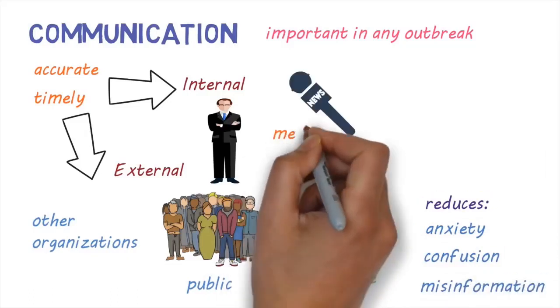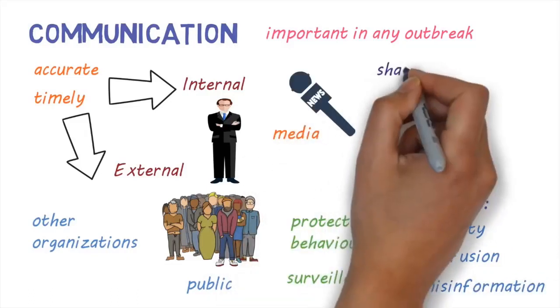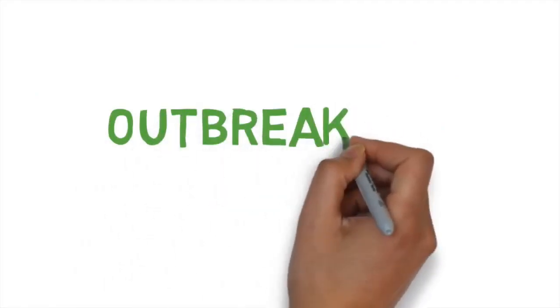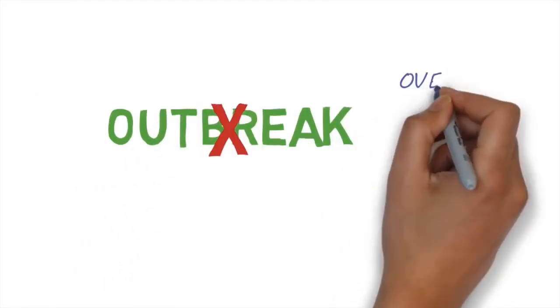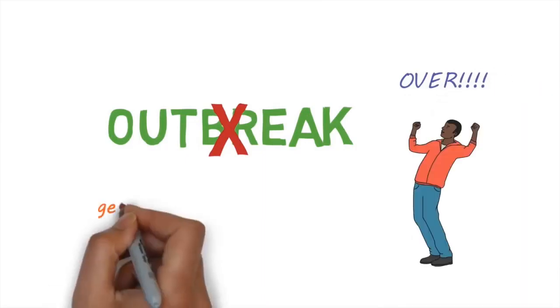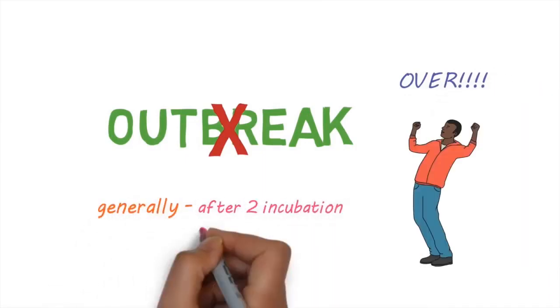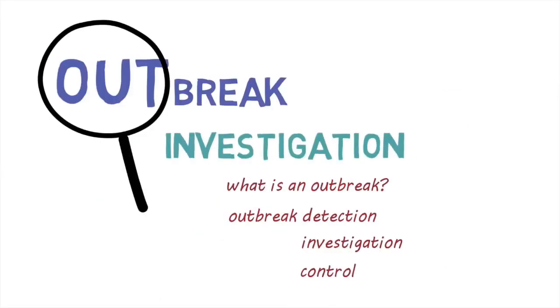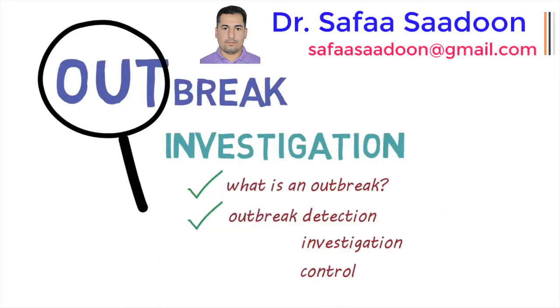The media can be a useful partner in outbreak communication, sharing information about the outbreak using online forums or scientific journals, and describing what measures were taken that were effective and what lessons were learned can help others manage future outbreaks. Finally, once the investigators are satisfied that the outbreak is under control, it must be declared over. For infectious diseases, this is usually when there are no cases after 2 incubation periods have passed. And that's a quick look at infectious disease outbreaks. We had a look at what they are, how they're detected, and steps involved in an outbreak investigation, including ways in which outbreaks are controlled.